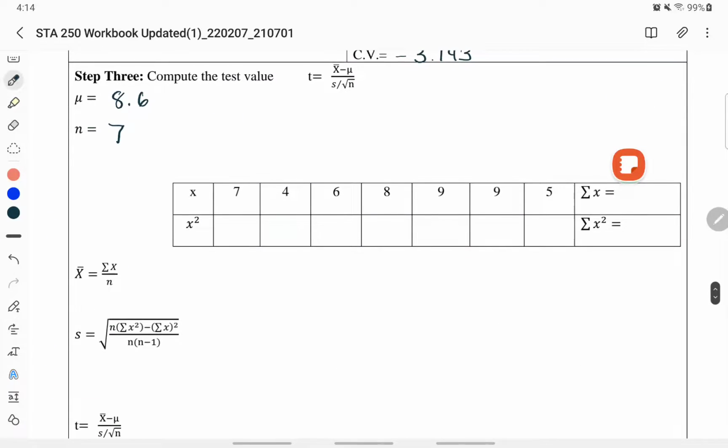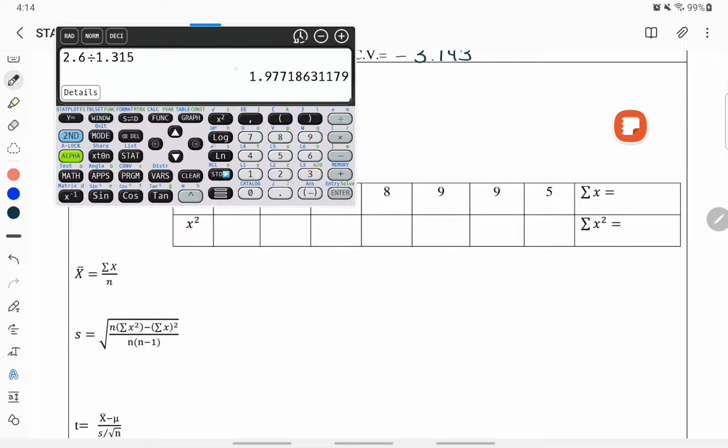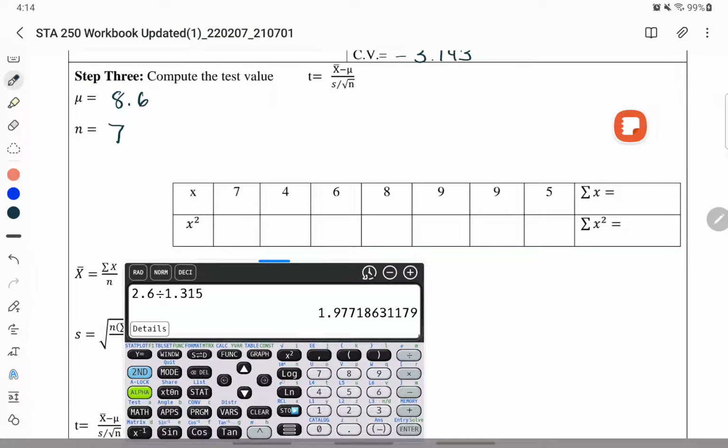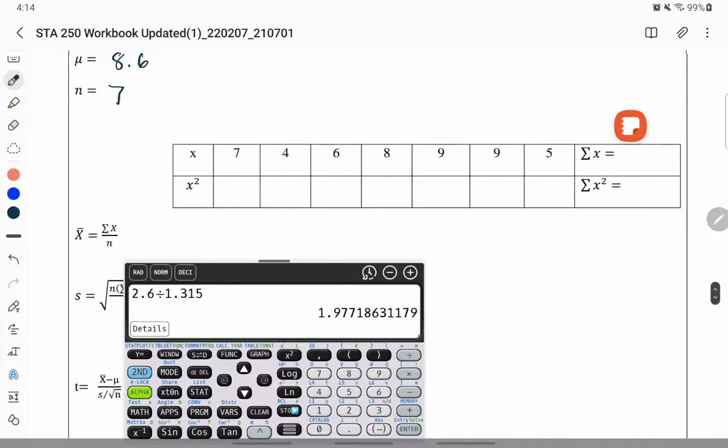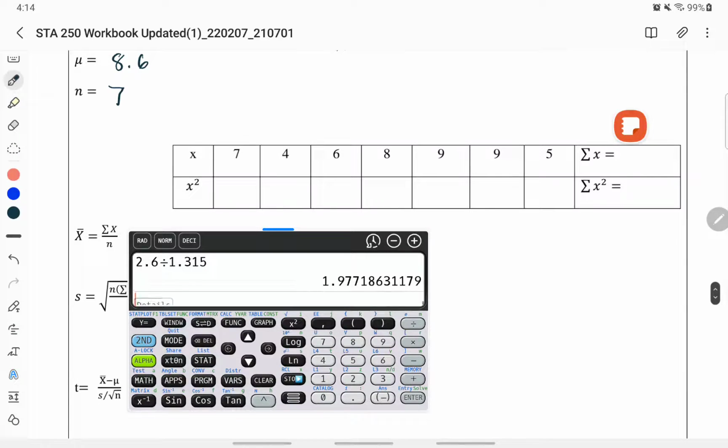So let's make our table, which is like this. The numbers are already in our table. And let's add up our numbers. Put this down here. Scroll this up a little bit. So to find the sum of x, that is going to be 7 plus 4 plus 6 plus 8, 9 plus 9 plus 5. That equals to 48.